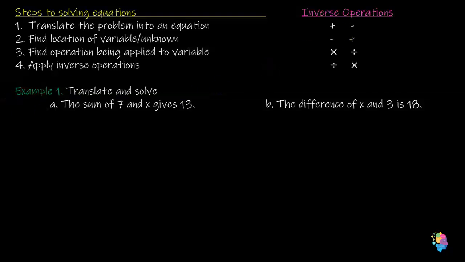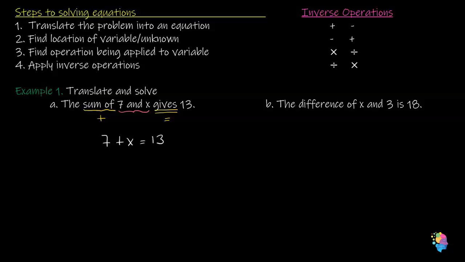So let's begin. They're asking us to translate and solve the following. The sum of 7 and x gives 13. Let's highlight some of the keywords. We have the sum of and gives. The sum of means addition and gives is the equal sign. What they want us to add is 7 and x. So let's write that. 7 plus x, and then that equals 13.